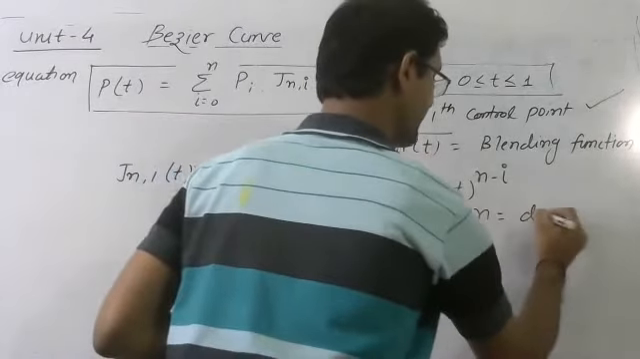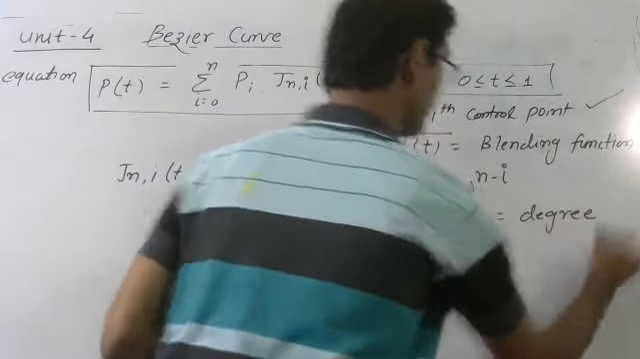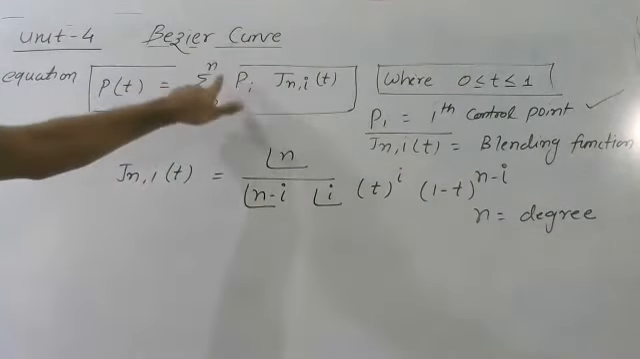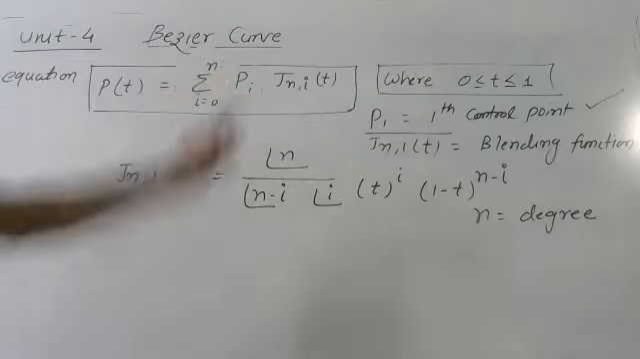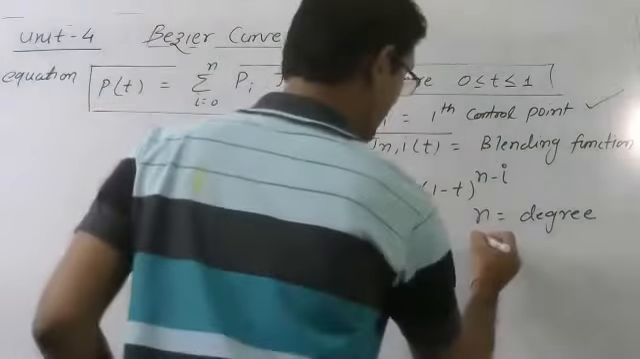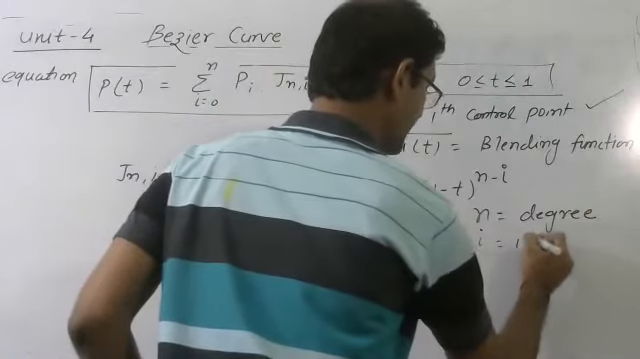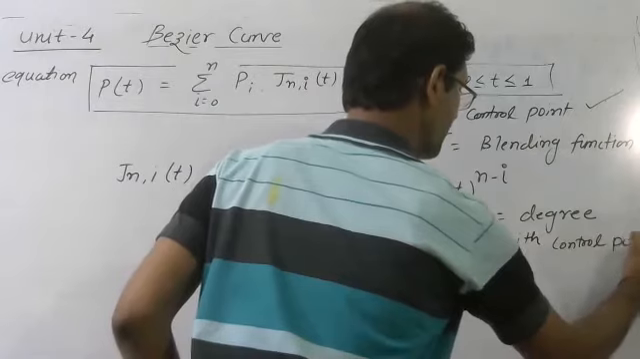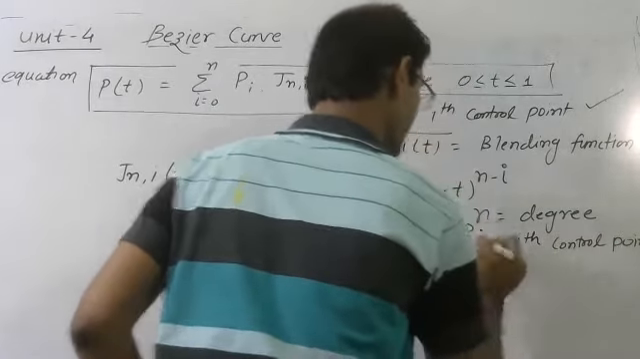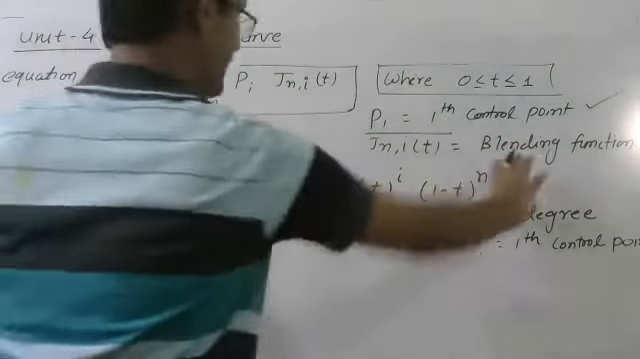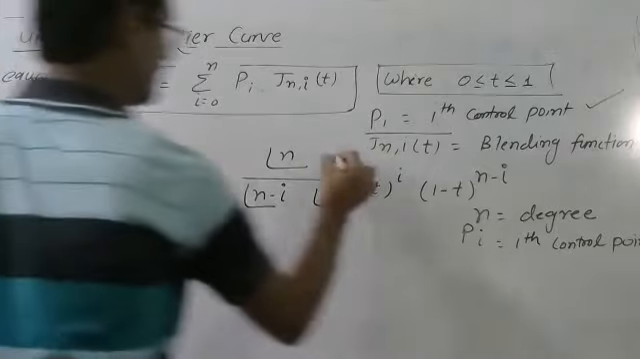Here n is the degree of the curve. Don't get confused. It is not the number of control points, right? It is the number of control points minus 1. It is the degree of the curve. i represents the ith control point, whichever it is. pi represents the ith control point, and this is the summation sign, right? So this is the equation of the blending function.